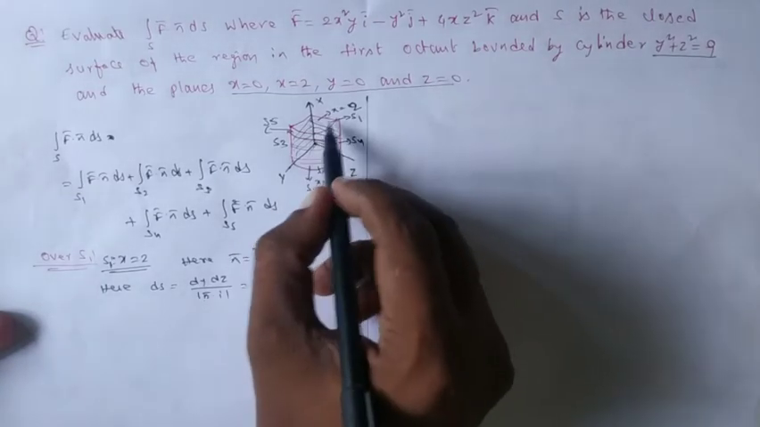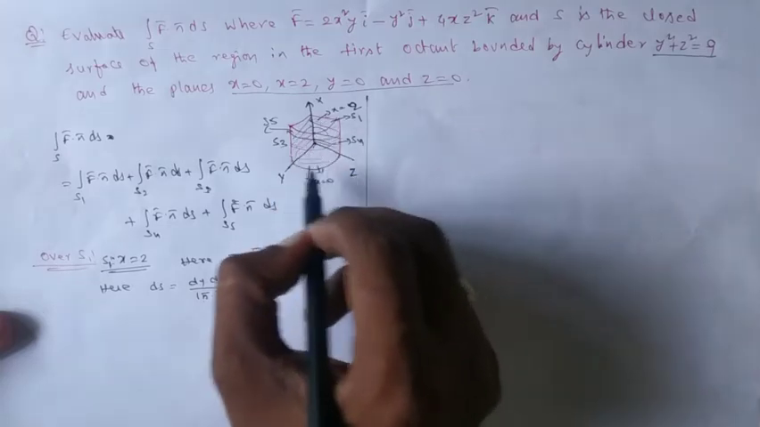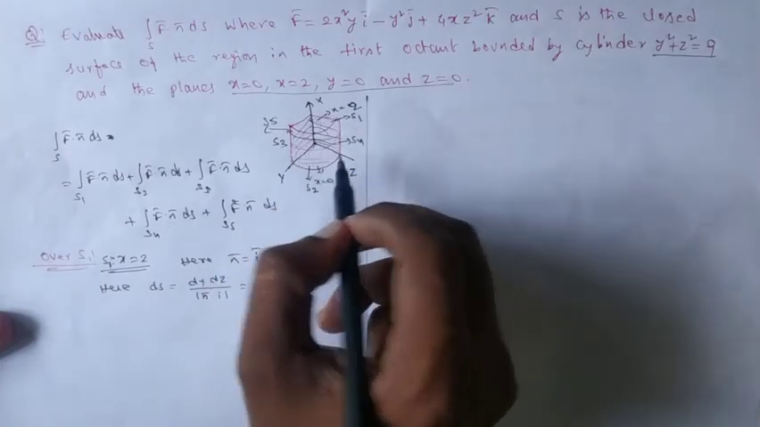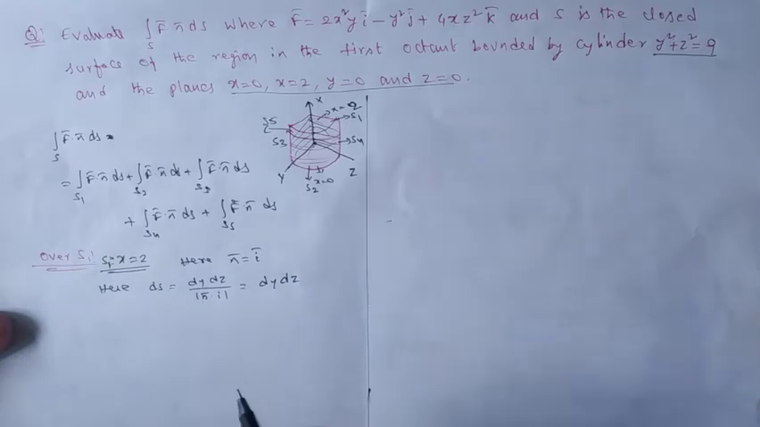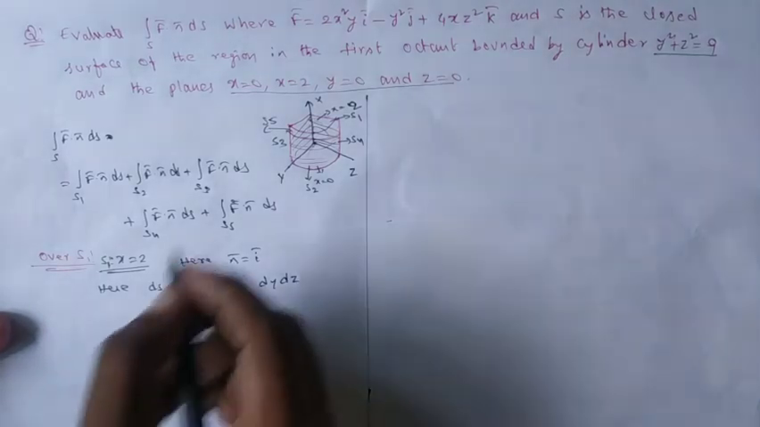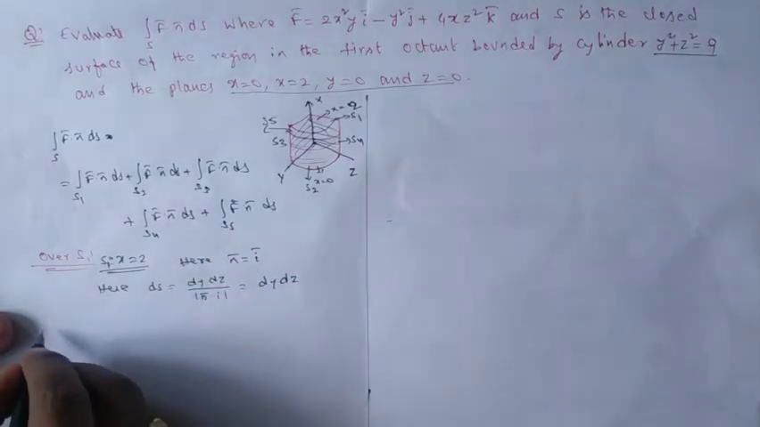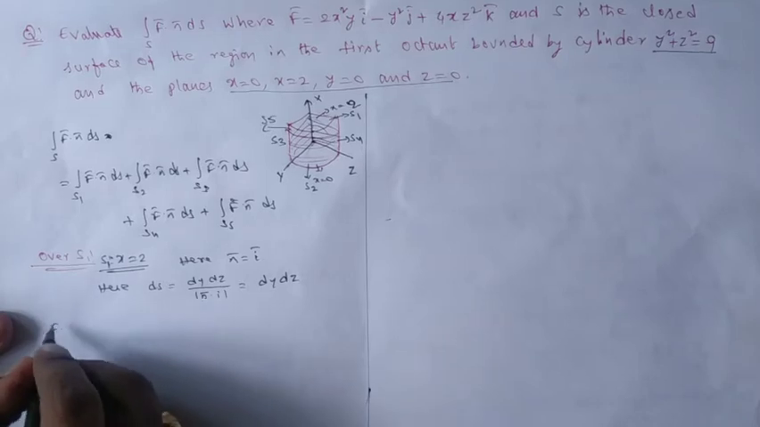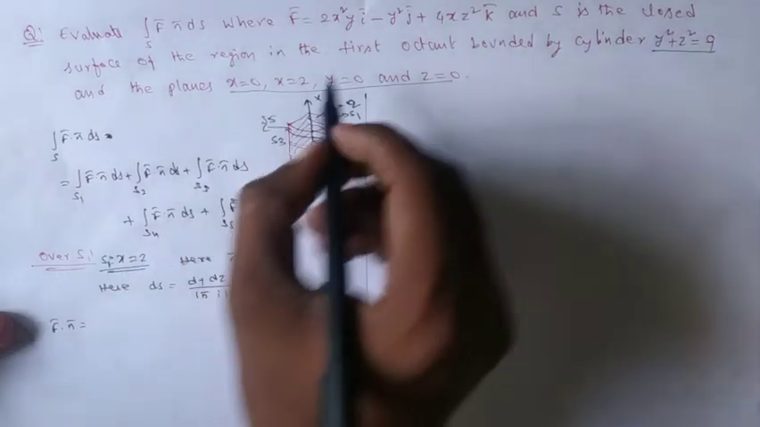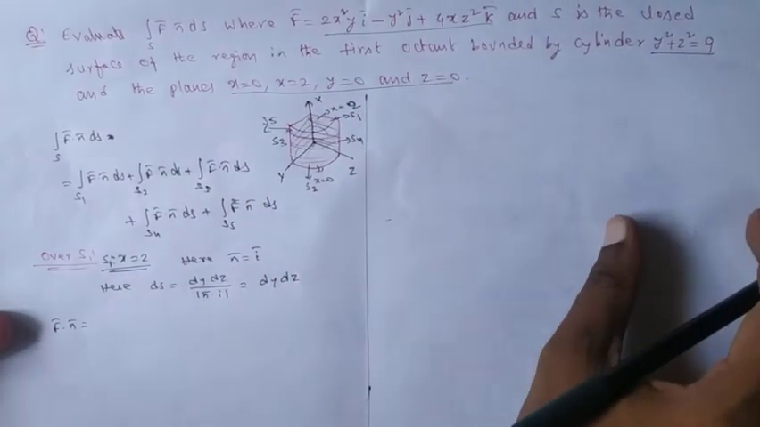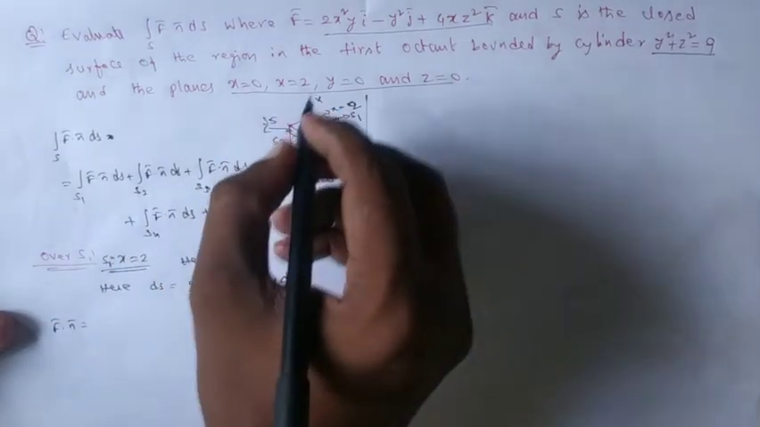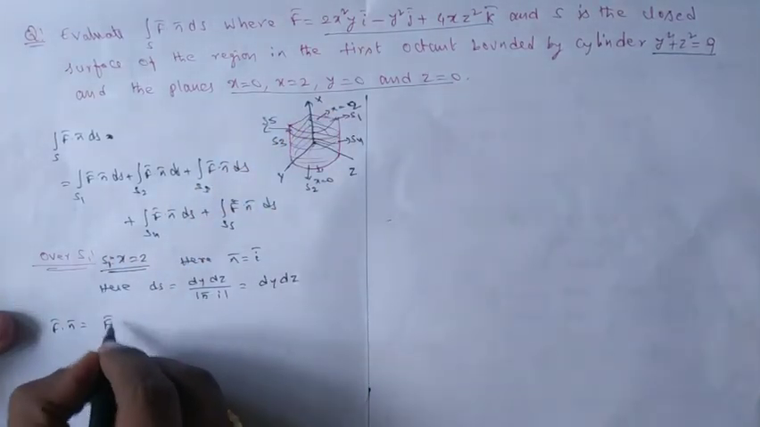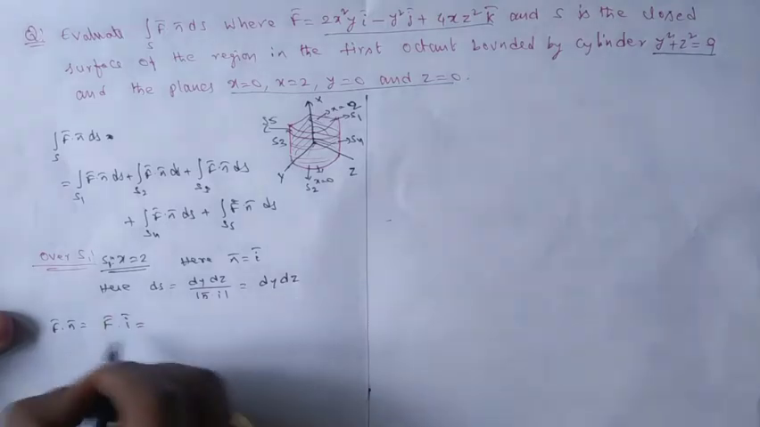Once any plane or any surface is parallel to the coordinate planes, we can take directly in that manner simply. So we need not take n bar dot a bar here, we can get directly on this one. Now what about f bar dot n bar here? F bar dot n bar, this is our function f bar. So that f bar dot n bar, that is f bar dot i bar we have.